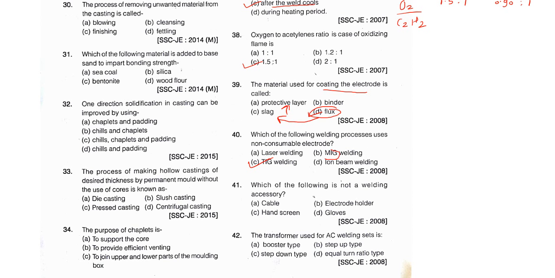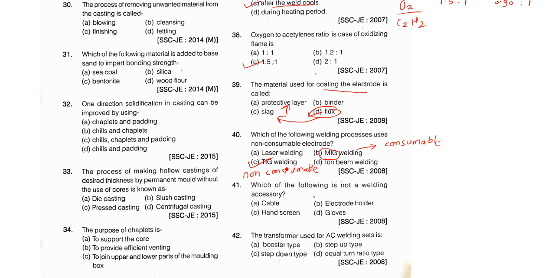Next, what is MIG? MIG stands for metal inert gas welding. Basically in case of MIG, we are using a consumable electrode, and in case of TIG, we are using a non-consumable electrode. So this is the main difference.